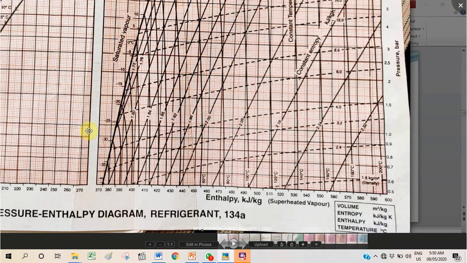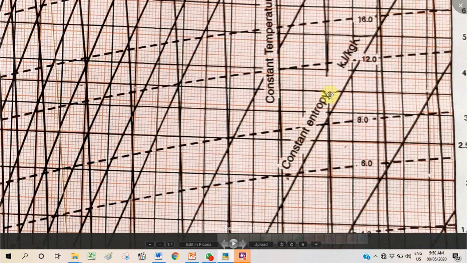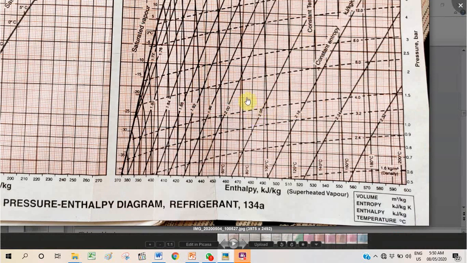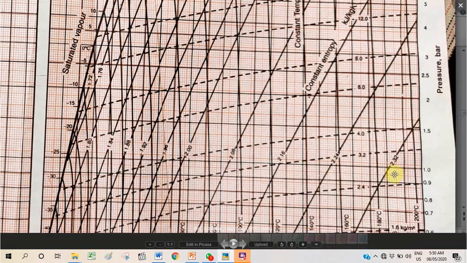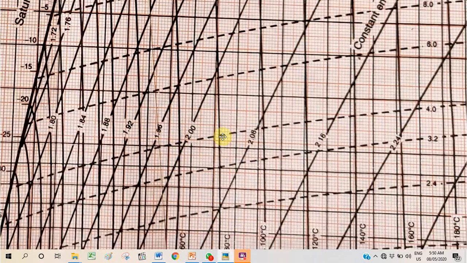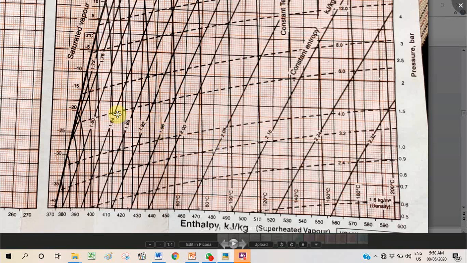Apart from pressure, temperature and enthalpy, some other important properties are there. Here you see it is written constant entropy and the unit is given as kilojoule per kg Kelvin. These inclined lines, having the steep slope and greater slope, are the constant entropy lines. They start from 2.32, 2.24, 2.16, 2.08, 2, and so on. Here the spacing is broader, and here they are getting narrower, close to each other. The spacing is not uniform.